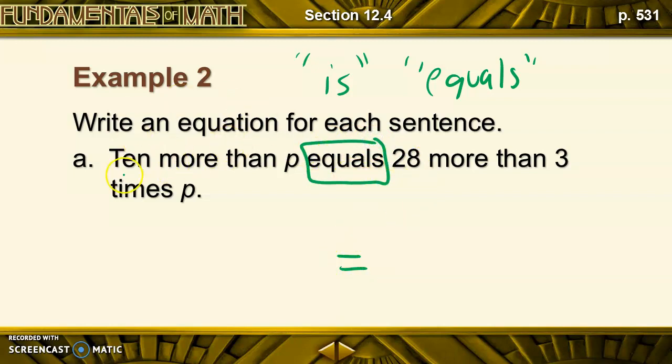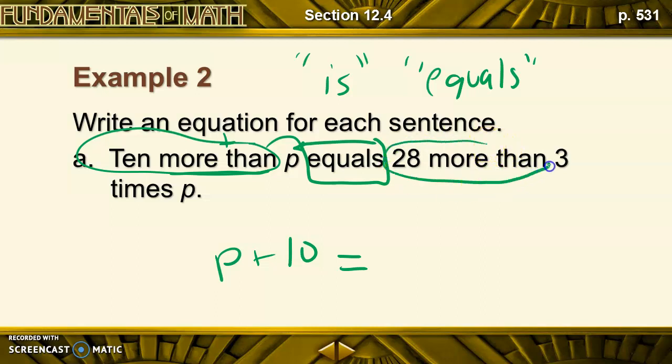Then everything on the left of it is going to be interpreted. 10 more than, so more than is that special phrase that goes in the back. So this is going to be p plus 10. More than is addition, and it goes behind p. Then equals 28 more than 3 times p. So 28 more than is a special phrase. It's going to go all the way to the back. All right.